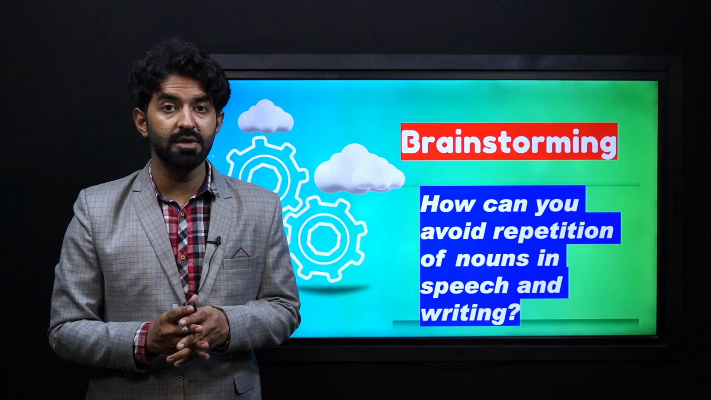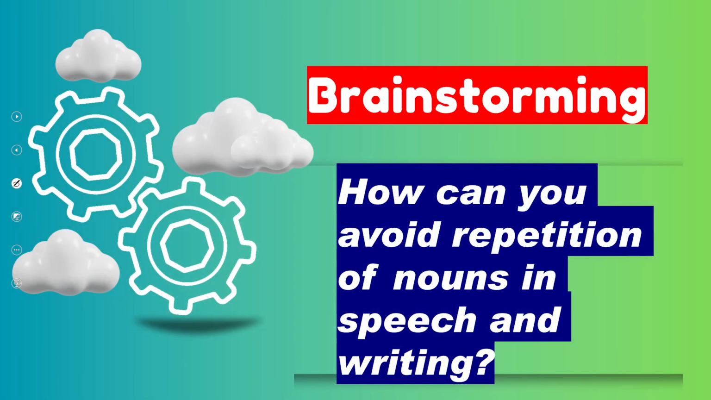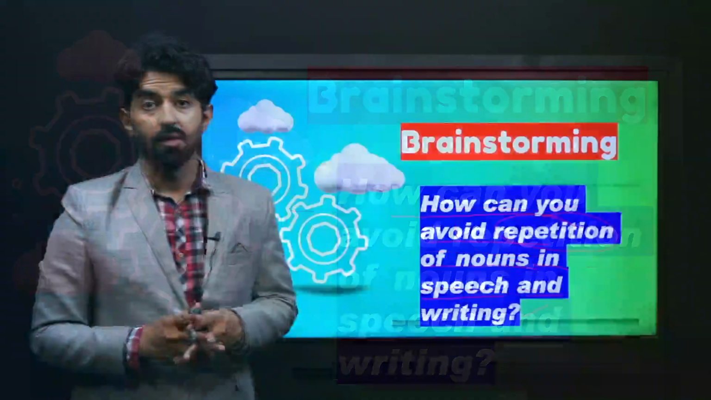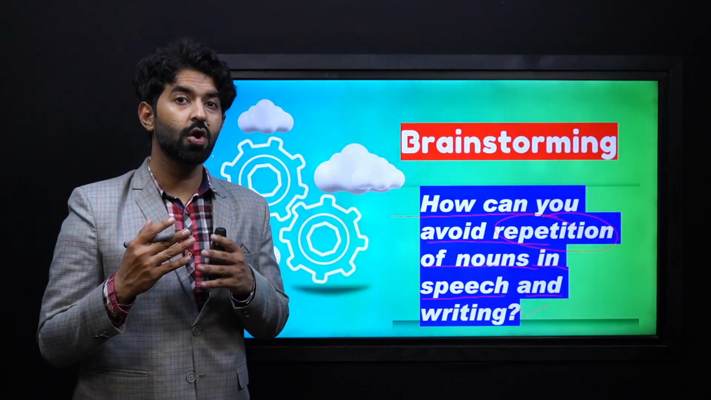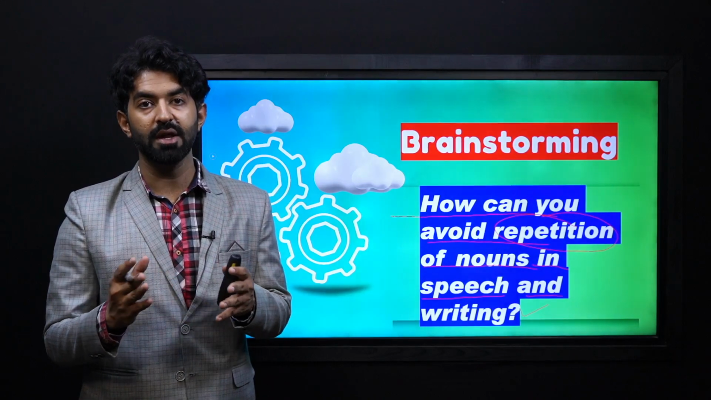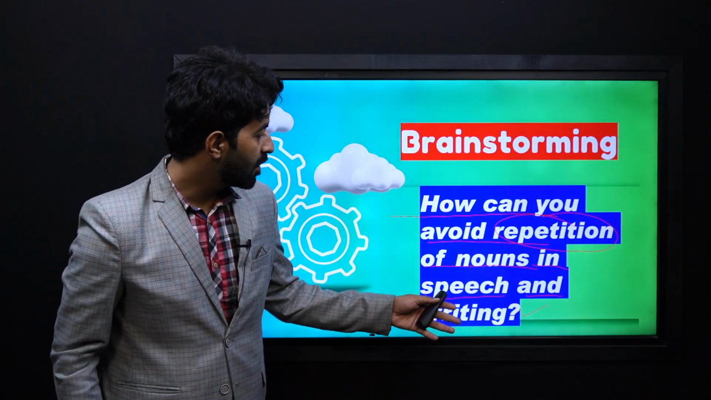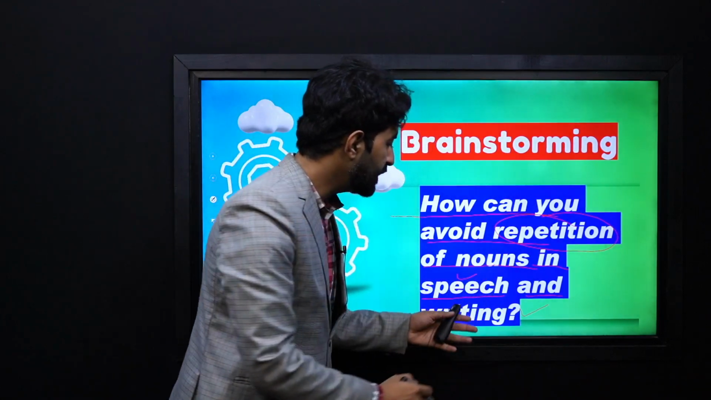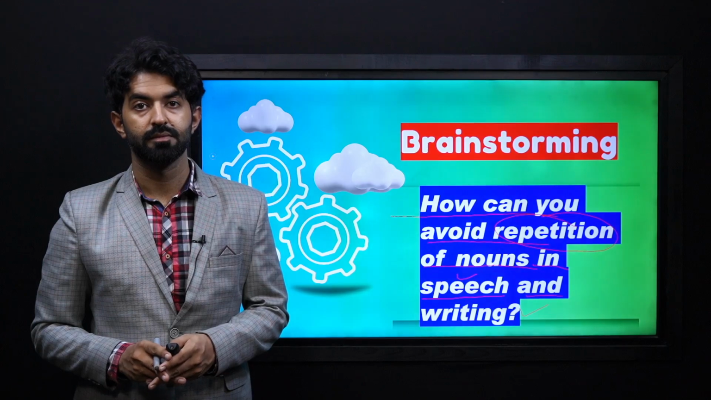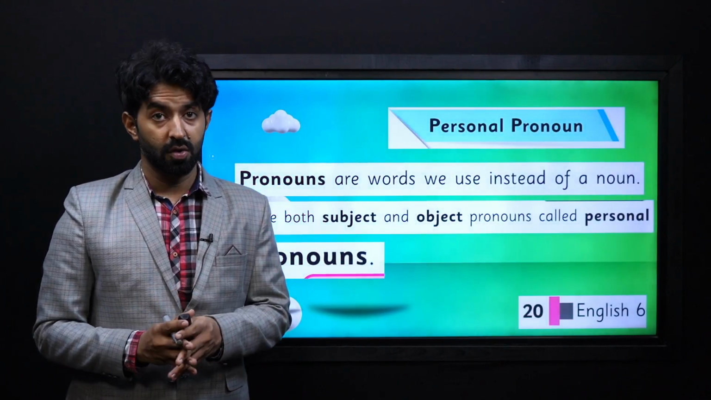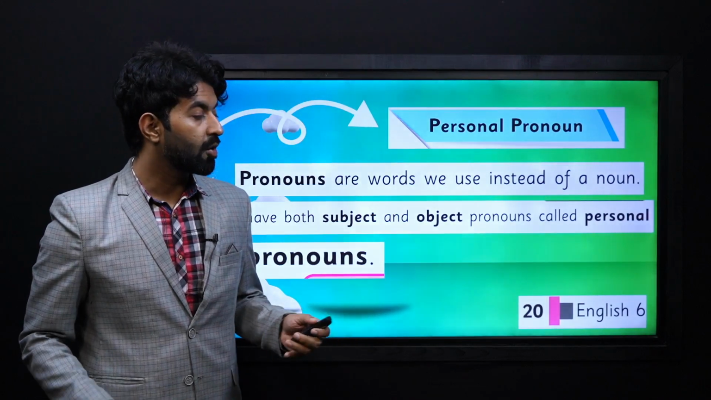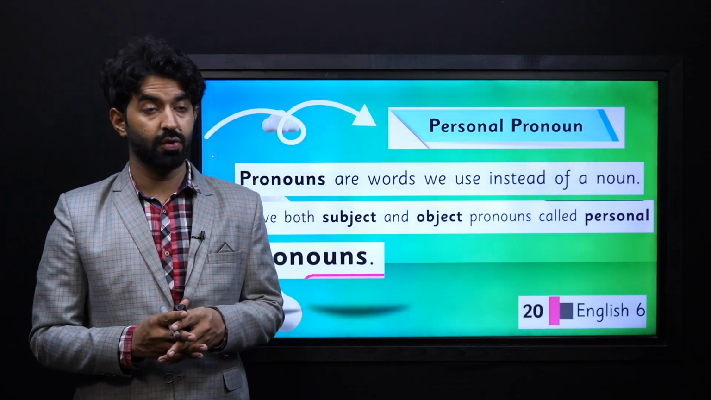Now, in our brainstorming session we have a very interesting prompt: how can you avoid repetition, repeating the same thing over and over again, of nouns in speech and writing? So, to avoid repetition, what's your strategy, what's your way of avoiding repetition when we are using nouns in speech and also in our writing? Now, you can come up with different answers. Let's talk about personal pronouns from your book, page 20.